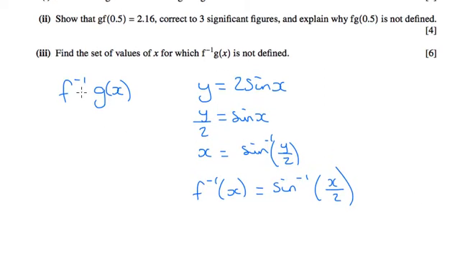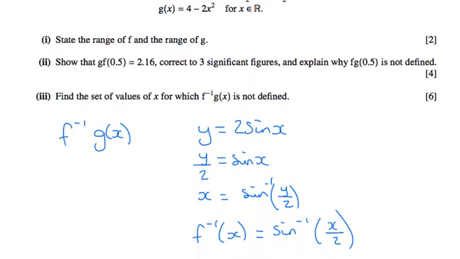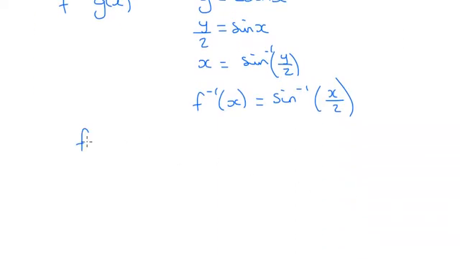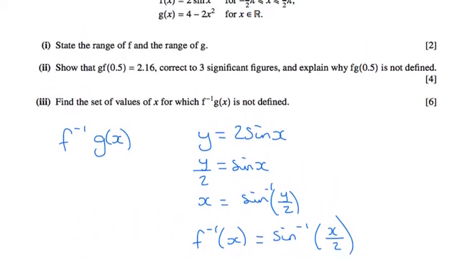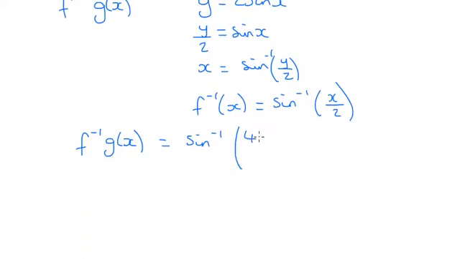So f to the minus 1 of g of x, I need to put this g of x function in where I see my x. G of x is 4 minus 2x squared. So f to the minus 1 of g of x is going to be the inverse sine of 4 minus 2x squared on the top here, divided by 2. That does simplify a little bit. That's going to be 2 minus x squared.